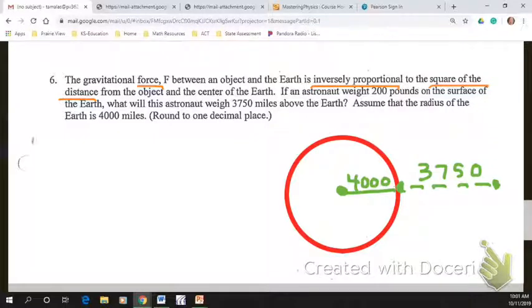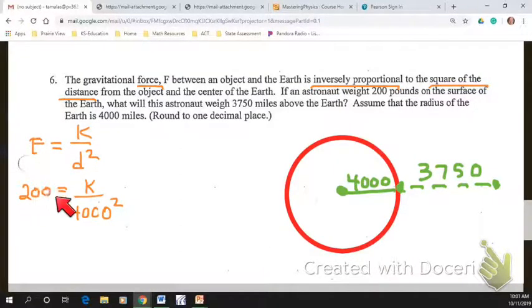Okay, so force is equal to K divided by D squared, and force represents the weight. So my weight is 200 pounds on the surface of the Earth, and that is 4,000 miles from the center. So I have 4,000 squared. How am I going to solve for K? You're going to multiply by 4,000 squared. I have to take 200 times 4,000 squared.